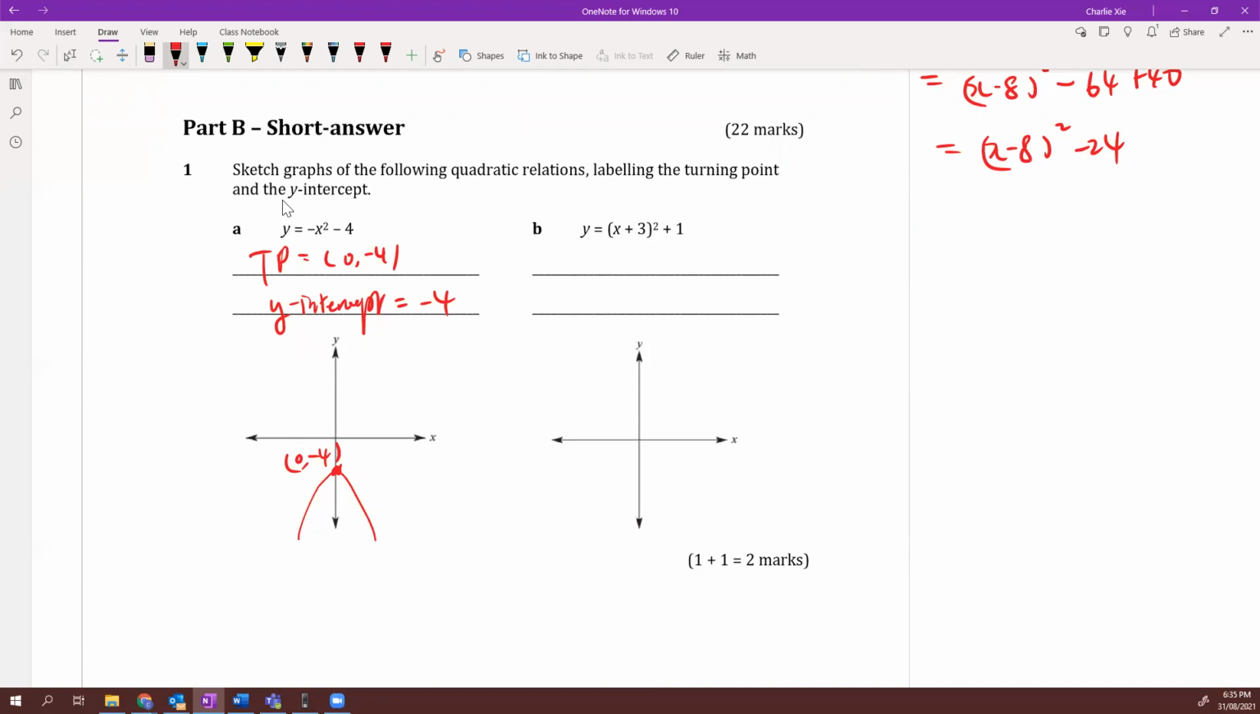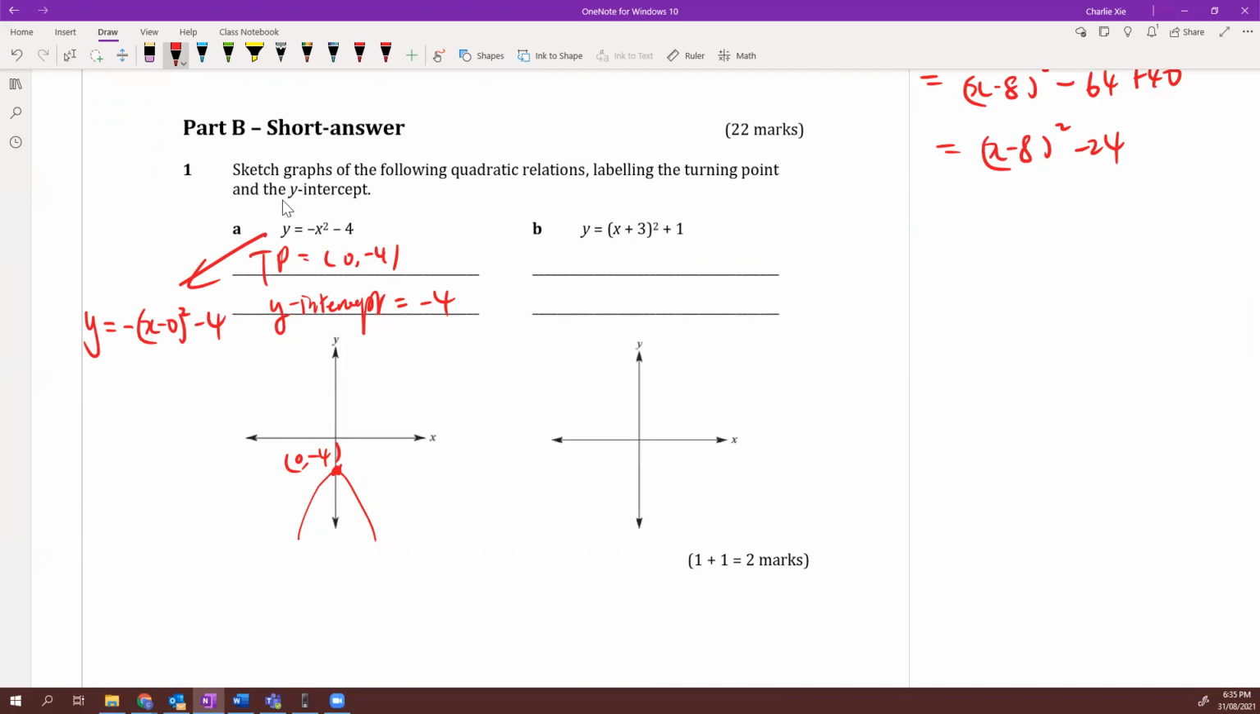Okay, that's your first method actually, and the second method just sticks to turning point form. So this one is actually a turning point form. That's y equals -(x minus 0) squared minus 4. Okay, you minus 0 bracket squared, it's just x squared. So that's why your turning point is 0, -4 here.